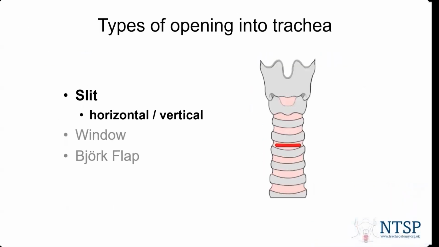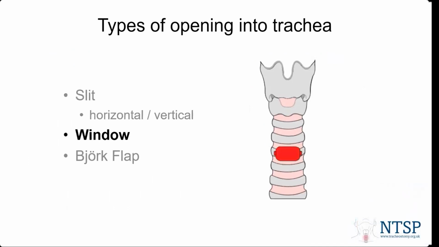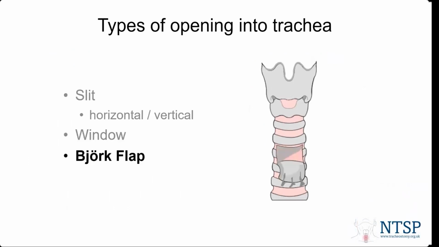There are different ways of entering the trachea. From a surgical perspective, slit incisions are often horizontal or vertical. More commonly, surgeons will perform a window. And sometimes a Bjork flap is required, named after the thoracic surgeon Viking Bjork, which is one of the best names, I think, in medicine.